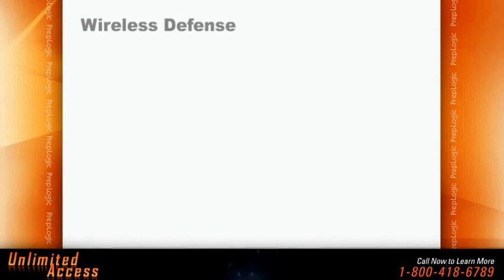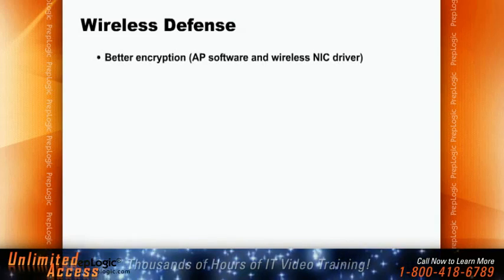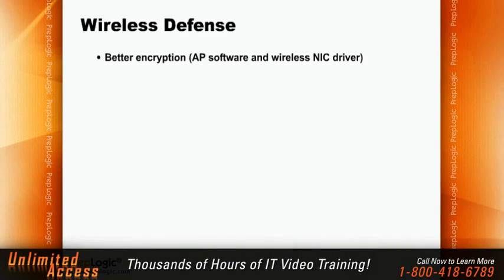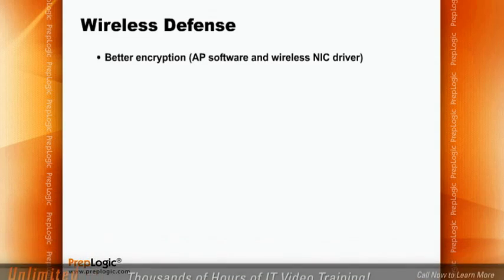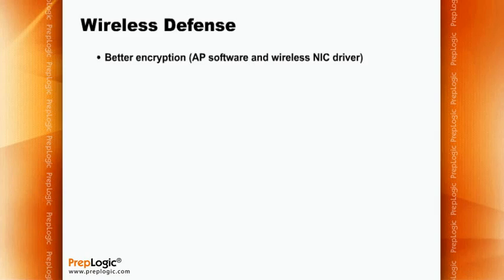So how do we defend against these security holes? The first, better encryption. We need to make sure that we're upgrading our access point software. Remember, the access point or AP is our equivalent of our wireless hub. We need to upgrade its software or BIOS so that it uses the latest encryption. And the same thing with all the network cards, the wireless network cards. We need to make sure those drivers use the best encryption. We might even consider establishing Kerberos or an IPsec encryption underneath for that particular network.